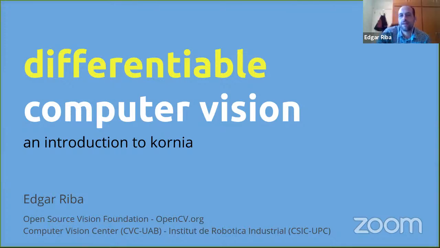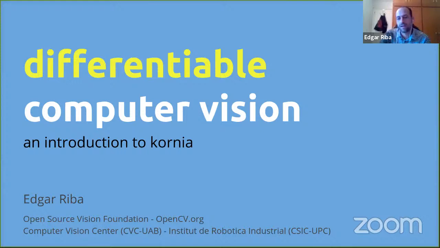Yeah, so let me introduce myself first. As Vasilis mentioned at the very beginning of this presentation, I'm Edgar. I'm a PhD student at the Computer Vision Center in Barcelona. I'm also working as a research scientist at the Robotics Institute, also in Barcelona. And I'm part of the OpenCV steering technical committee, leading the Kornia project there, along with Dimitro, who at some point joined this effort to maintain this library.